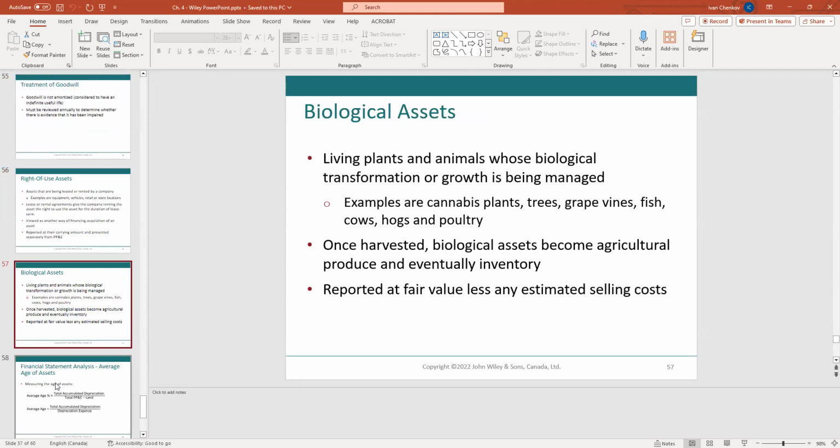And biological assets. What's a biological asset? Biological assets are living plants and animals whose biological transformation and growth is managed. Examples would be trees, grapes, wines, fish, chicken, cows, blueberries, raspberries, you name it. Once it's harvested, a biological asset becomes agricultural produce and eventually inventory. Those have to be recorded at fair value less any estimated selling cost.